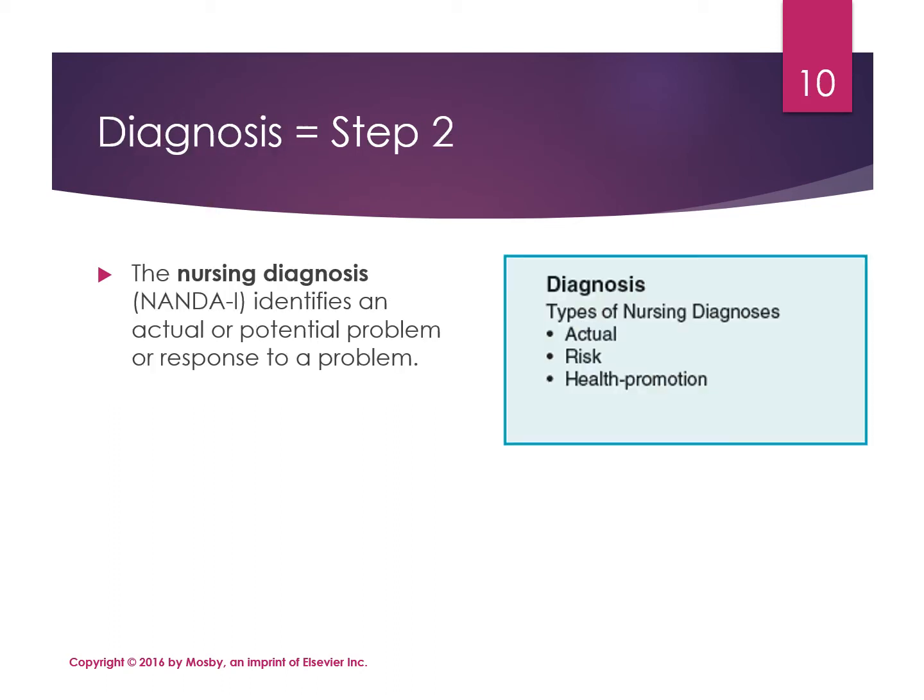The second step in the nursing process is diagnosis. During this step, we utilize the NANDA list of nursing diagnoses to identify actual or potential problems or a response to a problem that the patient is currently experiencing. We utilize subjective and objective data to accurately identify which NANDA diagnoses apply to our patient. It is important that we accurately gather information so that the diagnosis we formulate from the NANDA list is accurately identified and truly represents a problem that the patient is experiencing.